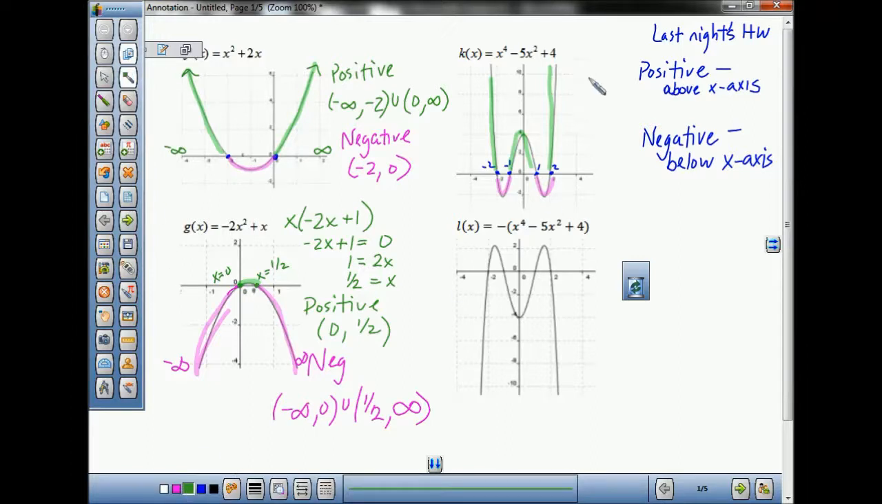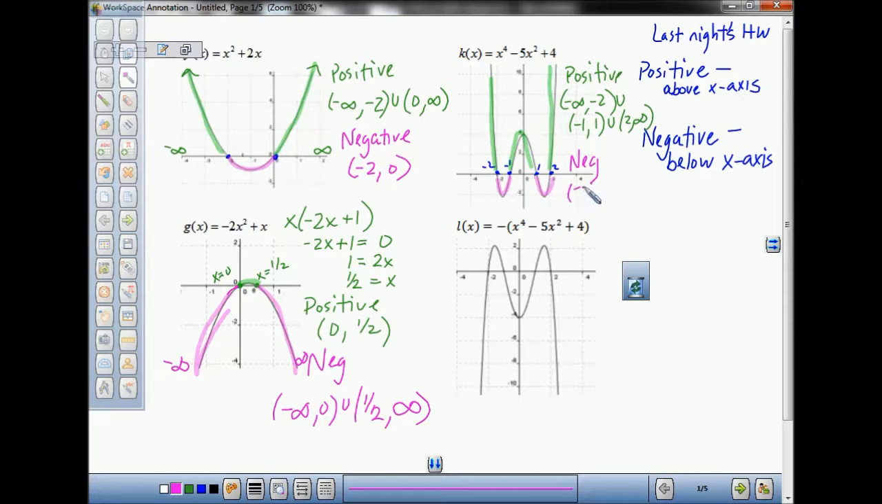So my positive intervals, I've got 1, 2, 3 of them. It is positive from -infinity to -2, from -1 to 1, and from 2 to infinity. It is negative, there's just 2 of those, 1, 2, from -2 to -1, and from 1 to 2.